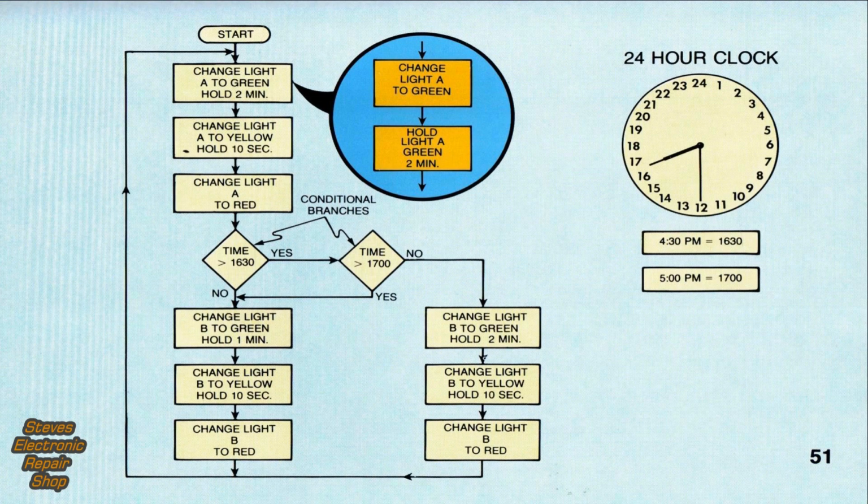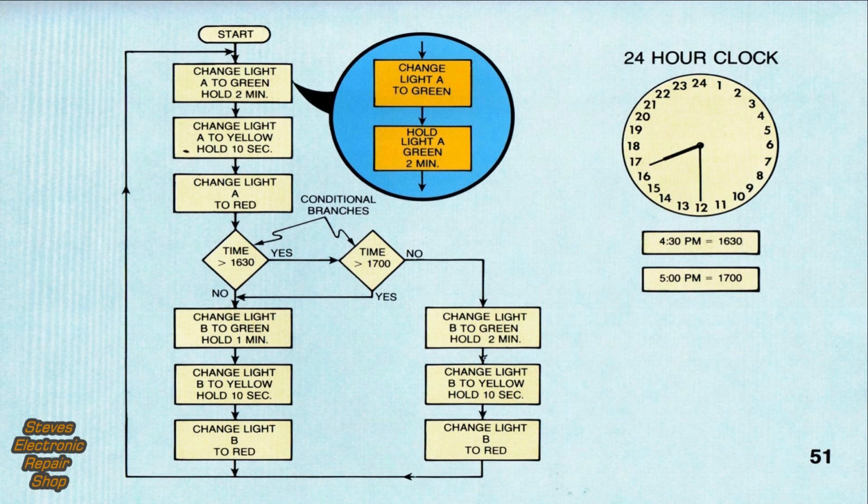Here's the flowchart. We've combined 2 operations into one for simplicity. Also, to eliminate confusion, between 4:30 p.m. and 4:30 a.m., we've selected a 24-hour clock. Notice that 4:30 p.m. on the 24-hour clock is 16:30. 5 p.m. equals 1700. We've added 2 decision boxes to our flowchart, and they produce conditional branches.